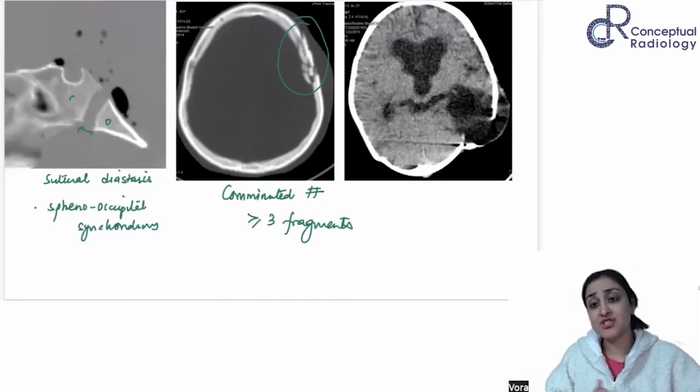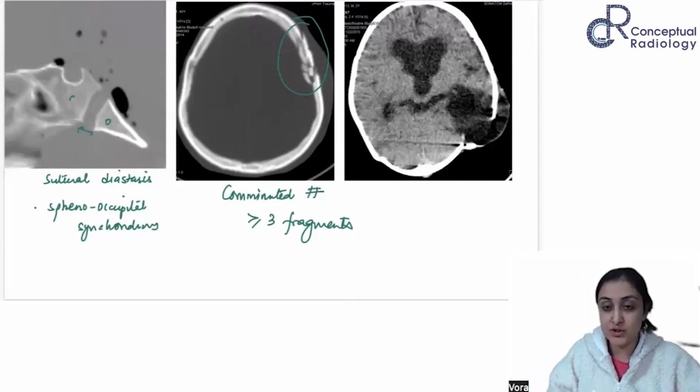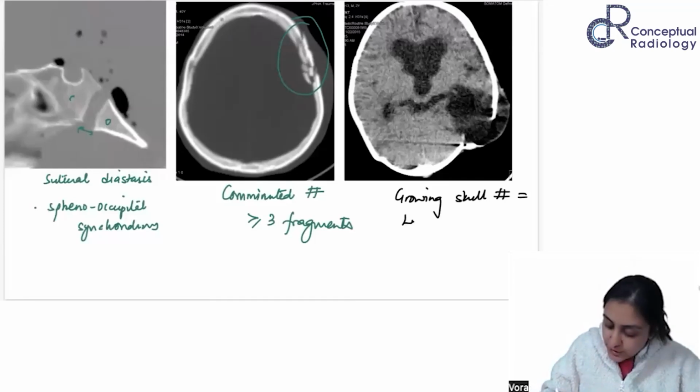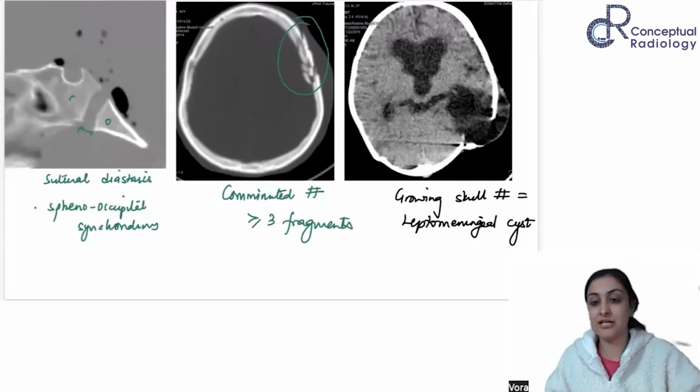If I tell you there is a child, no, this is not brain herniation. If I tell you there's a child, the age is a 2-year-old baby. Good. This is a growing skull fracture. Any other name that you know for growing skull fracture? Also known as leptomeningeal cyst. The name itself tells you everything.